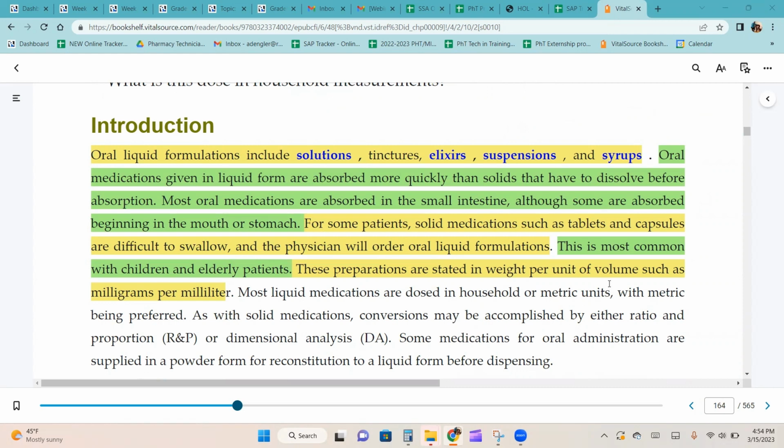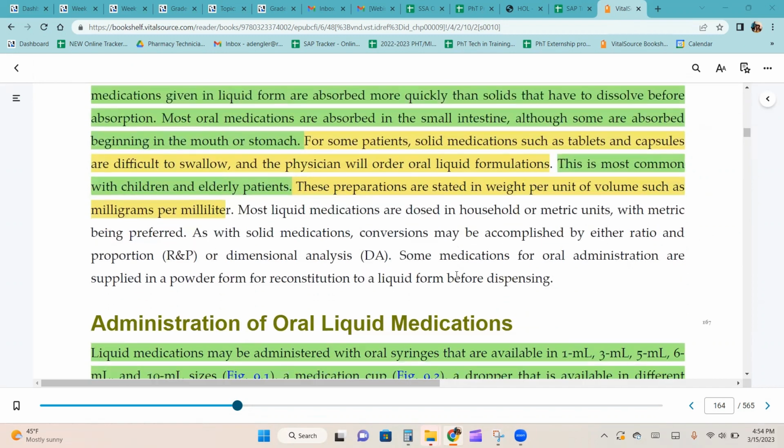These preparations are stated in weight per unit of volume, such as milligrams per milliliter. Most liquid medications are dosed in household or metric units, with metric being preferred. As with solid medications, conversions may be accomplished by either ratio and proportion or dimensional analysis. So remember, we will just be following the ratio and proportion. Some medications for oral administration are supplied in a powder form for reconstitution to a liquid form before dispensing.